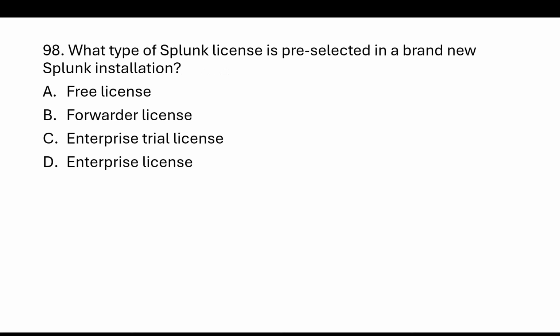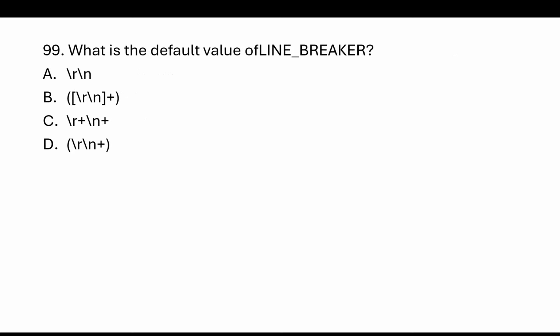Question number 98, what type of Splunk license is pre-selected in a brand new Splunk installation? Option A, free license; option B, forwarder license; option C, enterprise trial license; option D, enterprise license. Answer is option C, enterprise trial license. Question number 99, what is the default value of LINE_BREAKER? Here are the possible options, and the correct answer is option B, ([\r\n]+).